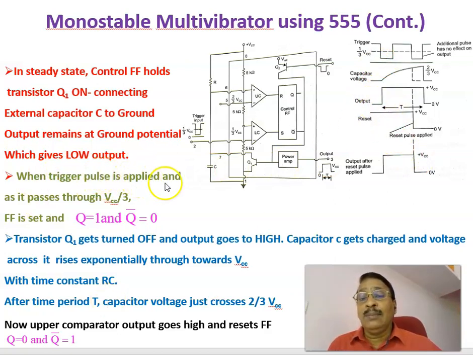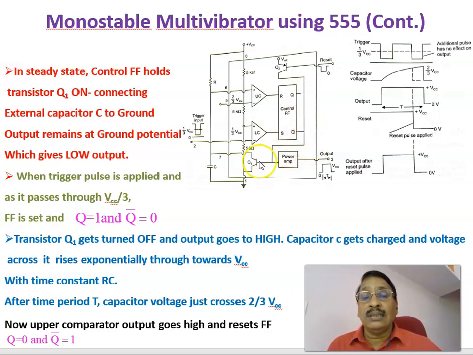Now, when a triggering pulse is applied at pin number 2, which goes less than 1/3 VCC, because this voltage is already equal to 1/3 VCC, as the three resistors divide it. As this voltage goes less than 1/3 VCC, this will go high, and therefore the set pin will go high. Set pin going high means that Q will become 1, and Q bar will become low.